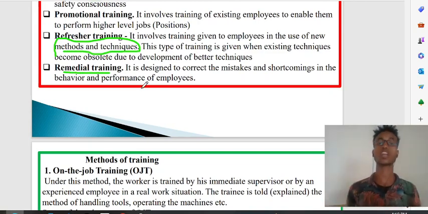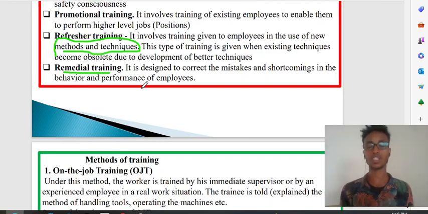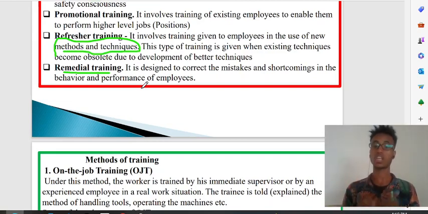Remedial training is a type of training that we give after we see a deviation in our organization on the specific tasks that the employee performed.